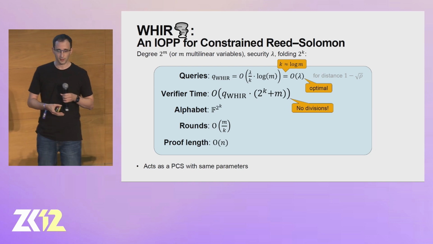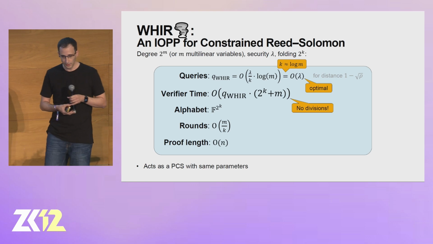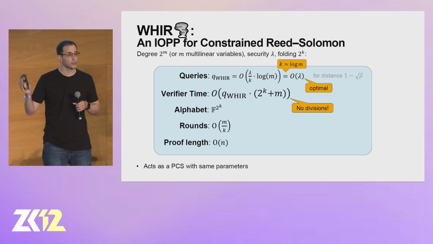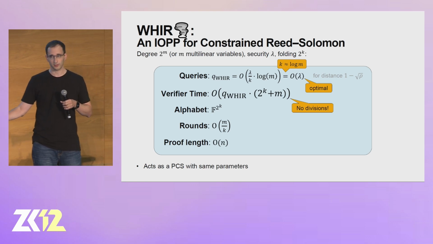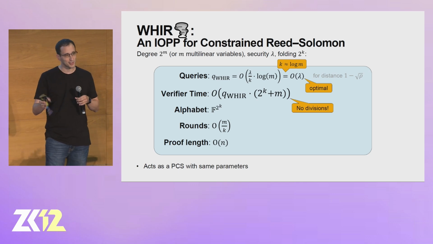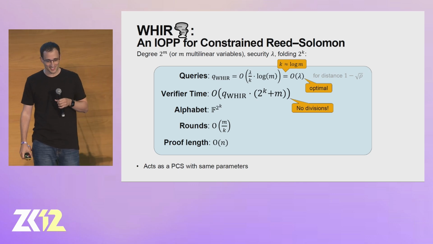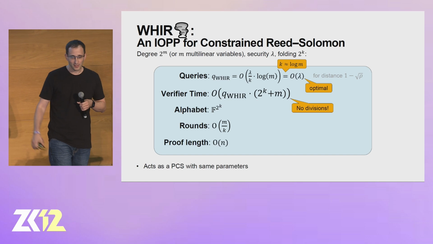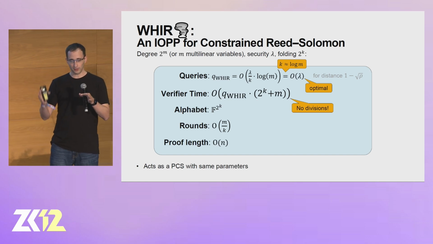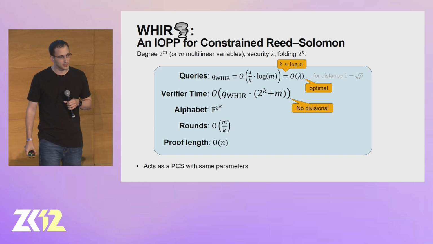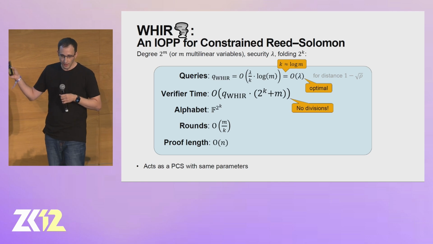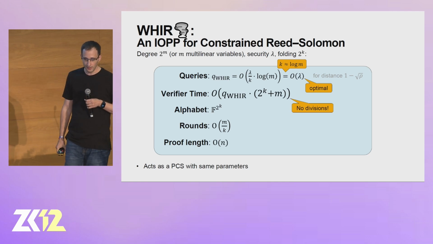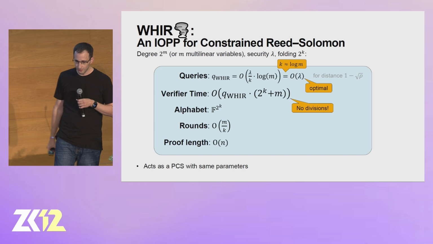This is what makes the verifier very fast. And not only that, actually the verifier performs 0 divisions. Okay? So not divide by 0, but it doesn't perform any divisions. Okay, the alphabet is what I said. You read 2 to the k field elements in every query. This is the round complexity. It's m over k, and the proof length is linear.